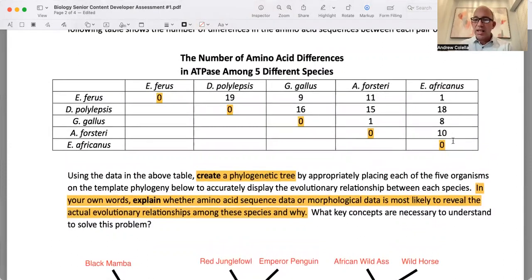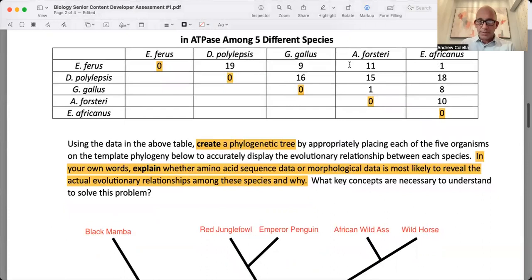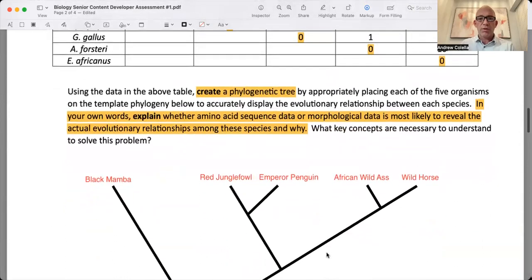So I'm going to look at the top row here, the E. ferus. I see my 1, which really closely connects me to my African wild ass. And then I see the 19, which clearly separates me from the, oh, I'm sorry, the black mamba. Now I have these 2 sitting right here in the middle. And I am confident that my placement is correct.